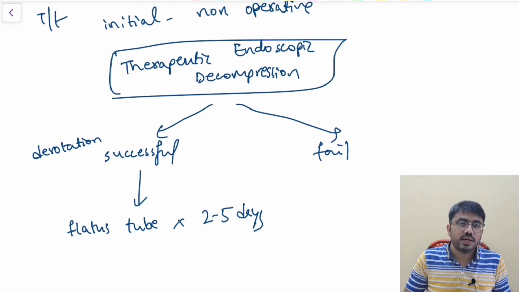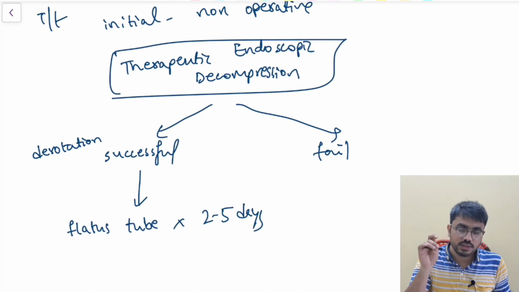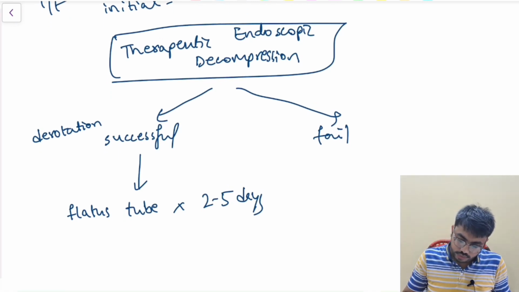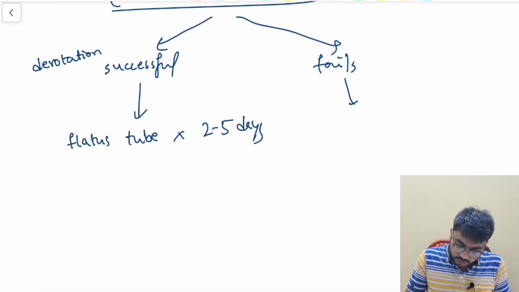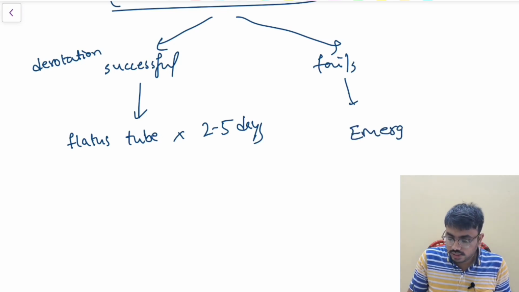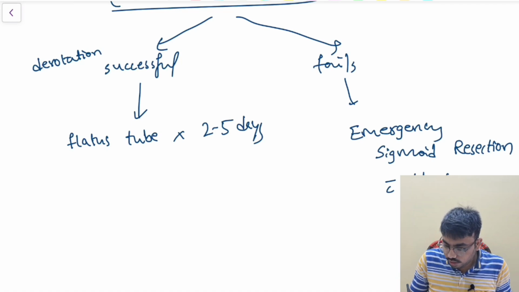Okay. First thing is I have to get a therapeutic endoscopic decompression done. If it is successful, if the derotation is successful, simply I will pass a flatus tube and retain the flatus tube for 2 to 5 days. Whereas if the therapeutic endoscopy fails, then there is no option for me. I have to go for surgery. What is the surgery? Emergency sigmoid resection has to be done, with a Hartmann's procedure.